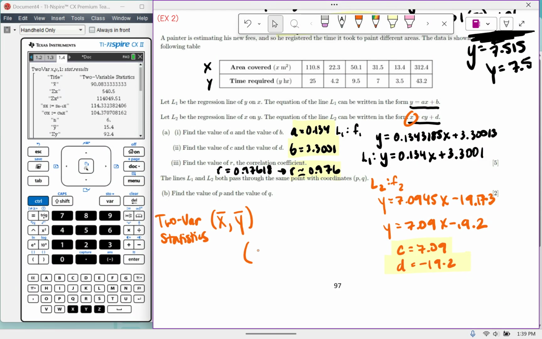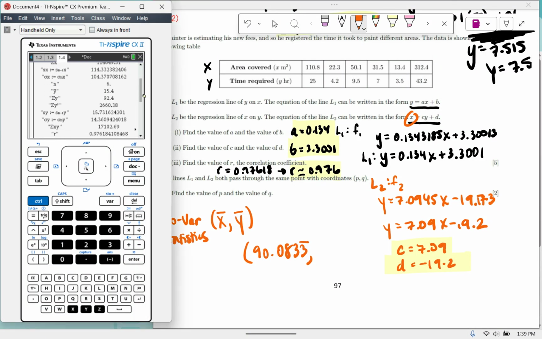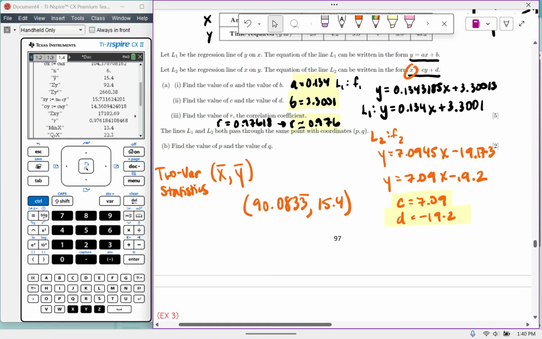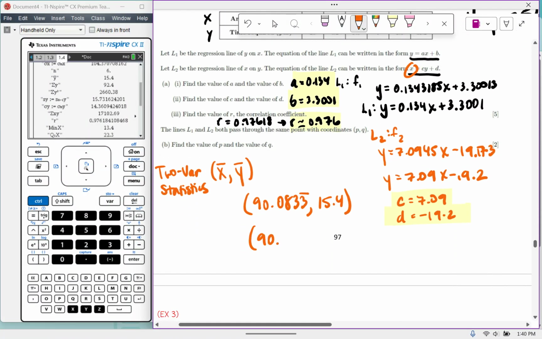So x bar is going to be 90.08333. And then y bar, you're going to have to scroll down. Where are you at? Did I pass you? I did. It's 15.4. Okay. Now show your rounding. And then let's match the structure. This is P, this is Q. Therefore, P is 90.1 and Q is 15.4.